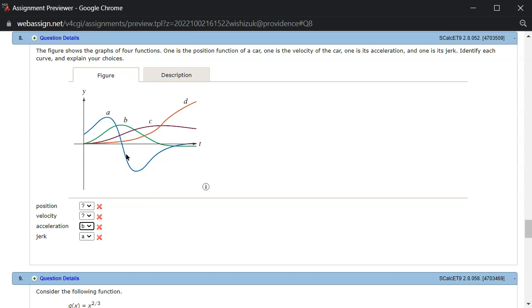And then we do the same thing. B would hit 0 at this point right here. Which one has a horizontal tangent line? It looks like C would have that. So we're going to have C here. And C doesn't hit 0, so the function is always increasing, and you can see that here, D is the increasing function. So this is going to be D, right?